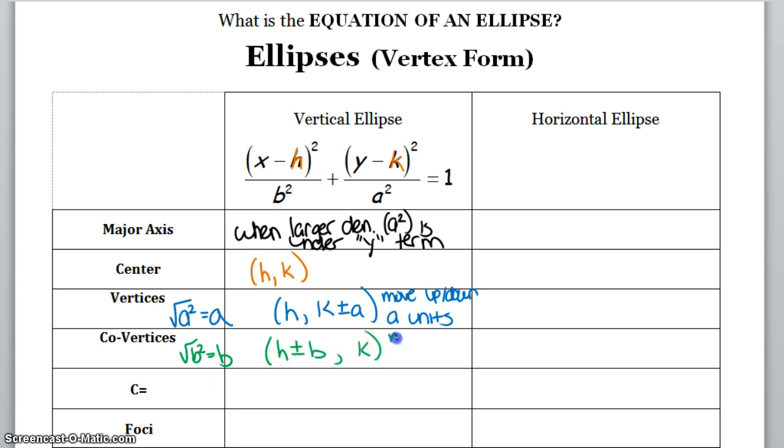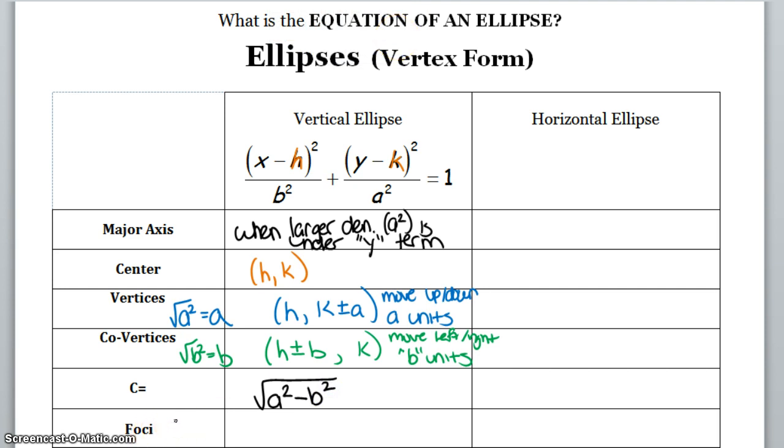And that means on my graph, I want to move left and right, b units. Now again, c, we already have the equation for. That's a squared minus b squared. But we want to use that again to find our foci.